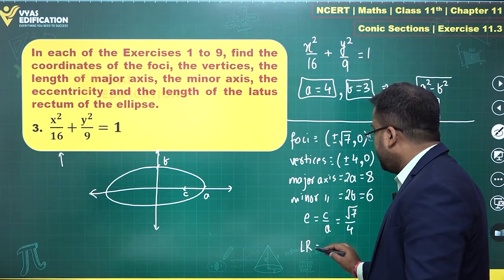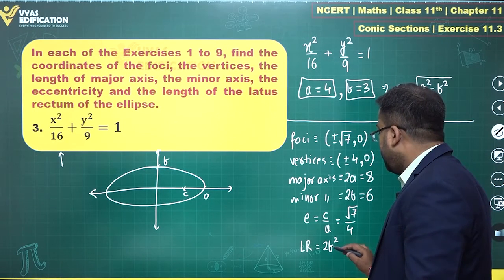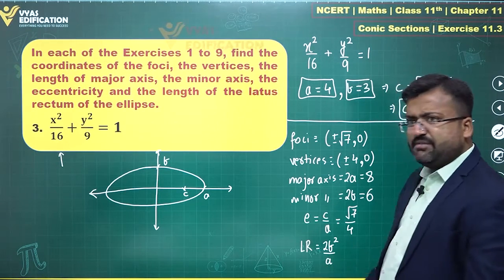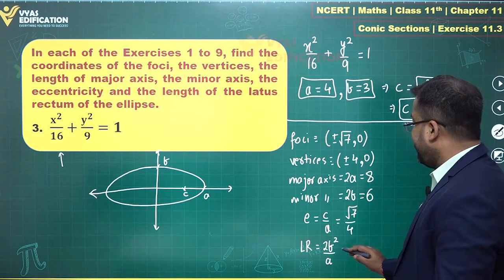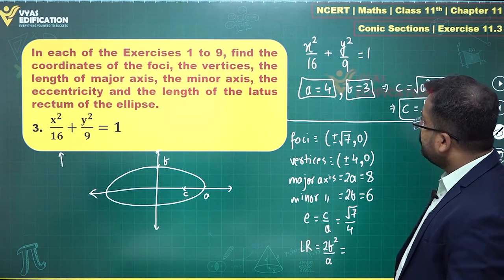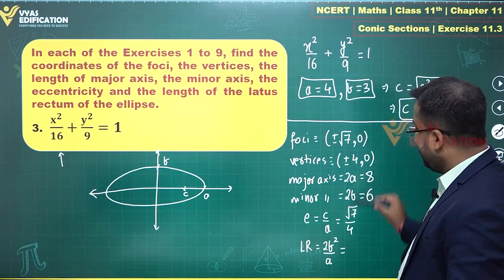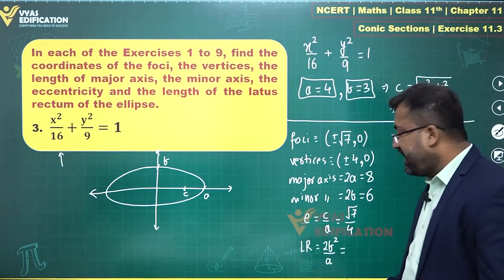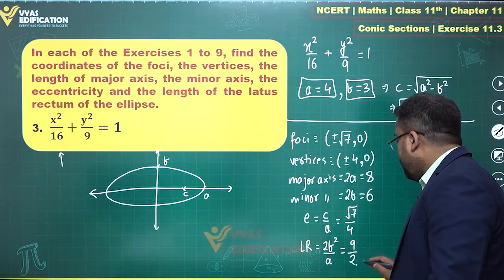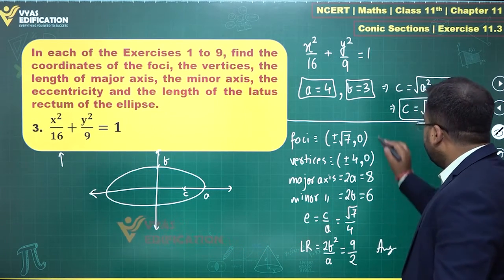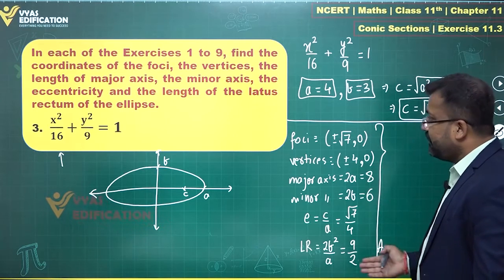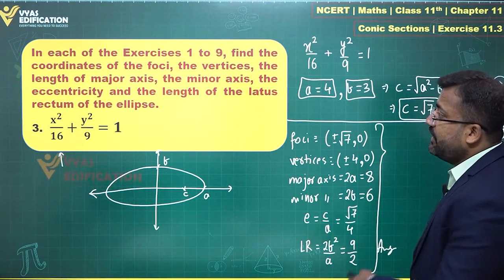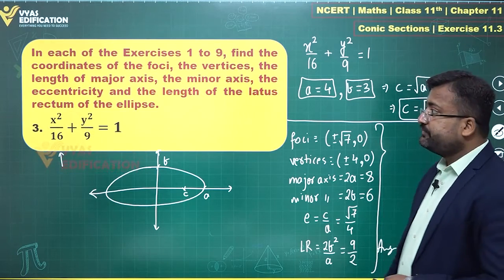What about latus rectum? Latus rectum is 2B square upon A. The formula has been derived, right? It is given directly in the NCERT as well. This is 2B square, that is 9 into 2, 18 upon 4. 18 upon 4, you will cancel a factor of 2. This will become 9 upon 2. And yes, that is the answer for this third question, as you can see over here.